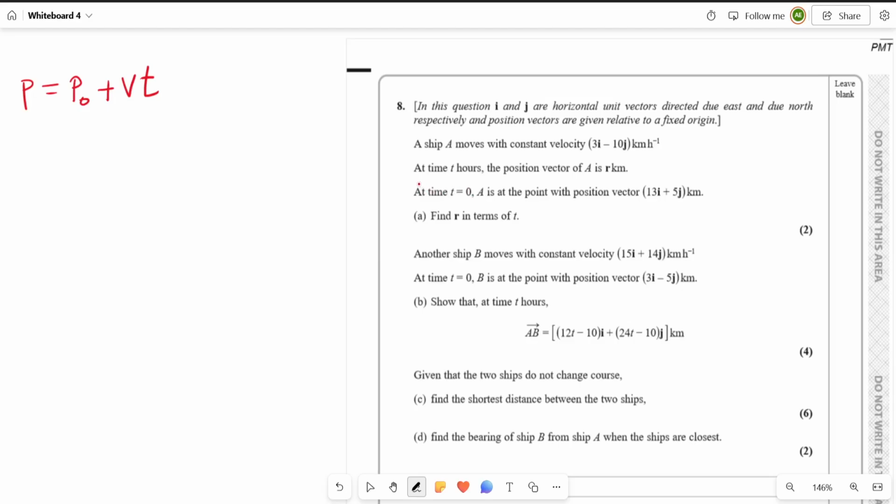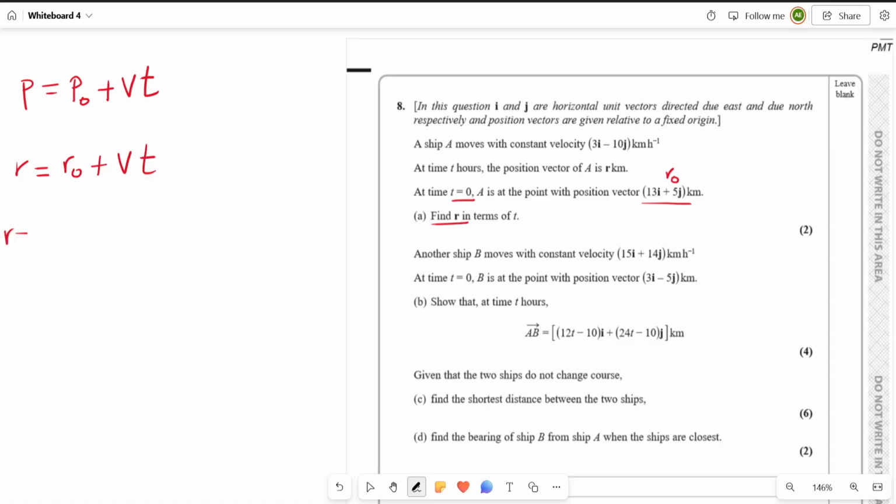So returning to this question, it tells me that at time t hours, the position vector of A is called r. So this is the general position vector of A. And it tells me that at time t equals 0, A is at a point with a position vector of 13i plus 5j. At time t equals 0, this is the position of A. So this is basically r0, right? So from our formula, the position vector is going to equal the initial position vector plus the velocity vector multiplied by time. So now, to find r in terms of t, let's compute this and substitute everything inside.